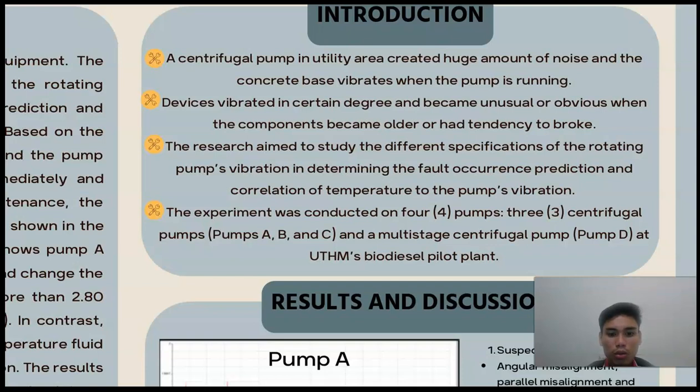The experiment was conducted on 4 pumps, which are 3 centrifugal pumps, pump A, B, and C, and a multi-stage centrifugal pump, pump D, at UTHM Biodiesel Pilot Plant.